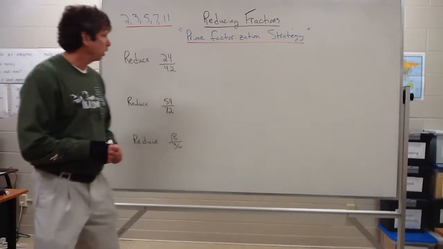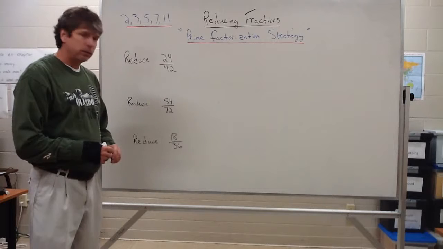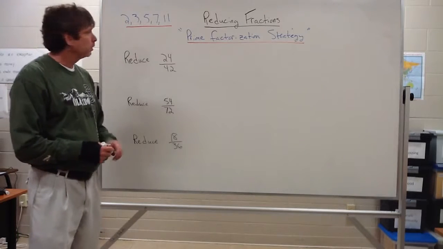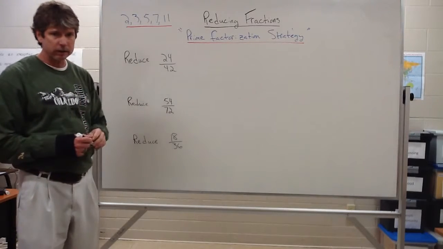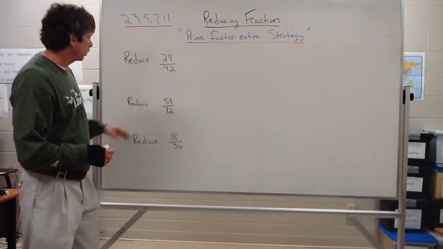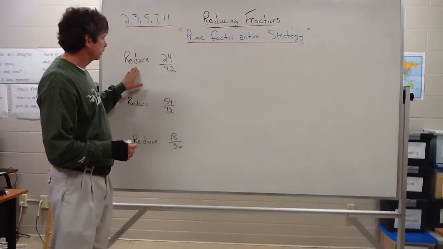Today's lesson we are going to work with reducing fractions, and we're going to use the prime factorization strategy. In our last lesson we learned that 2, 3, 5, 7, 11 are our first 5 prime numbers. And we're going to take advantage of these numbers to do what we call reducing fractions. So let's look at this first example.